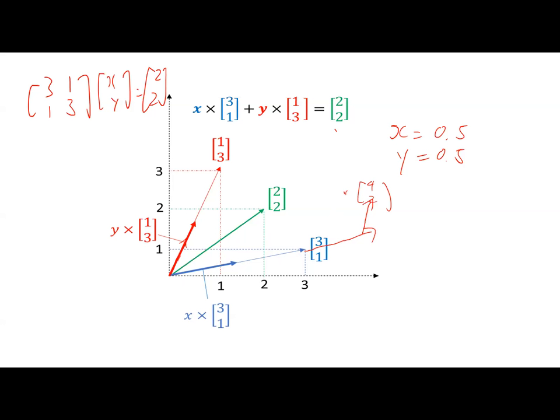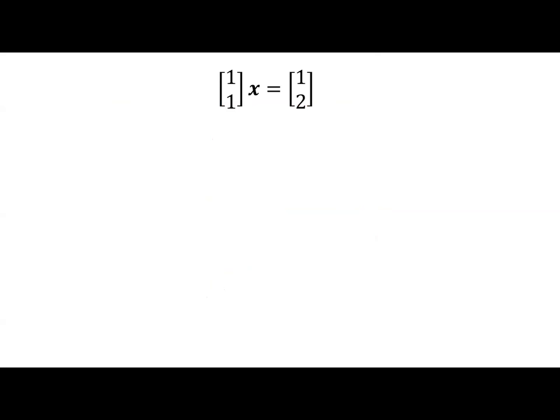So you might ask, does that always have an answer? In this system, x equals 0.5, y equals 0.5. Does there always have to be an answer? And the answer to this problem is no. For example, consider this system.